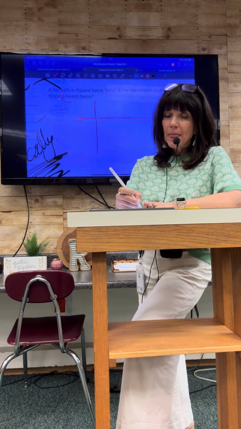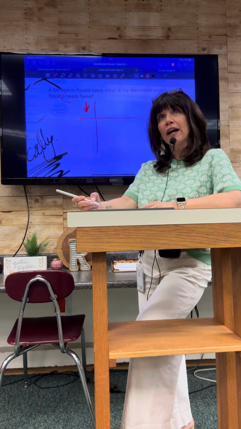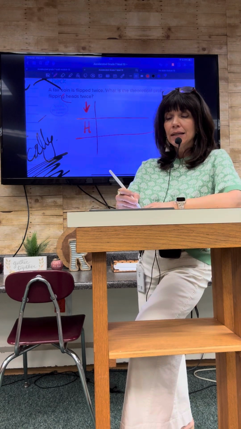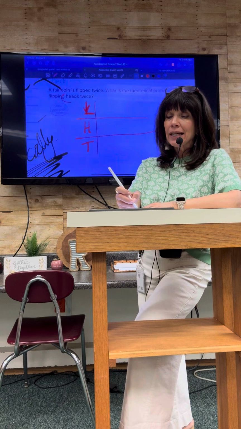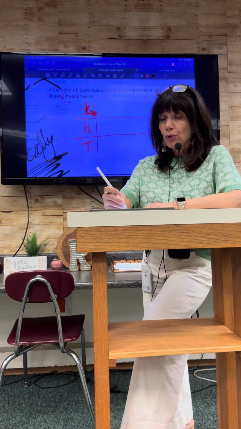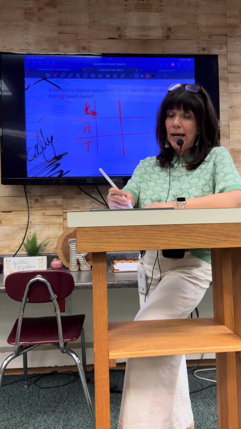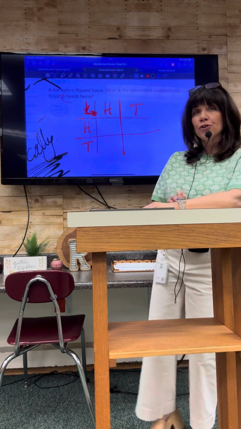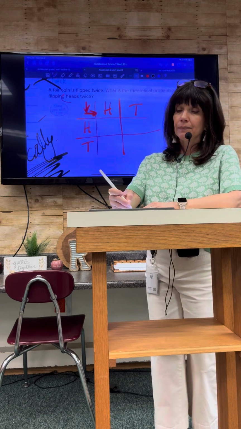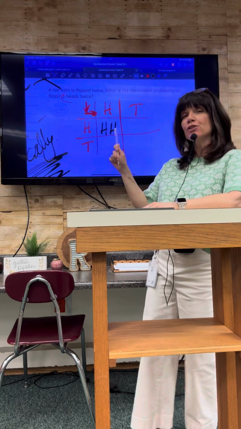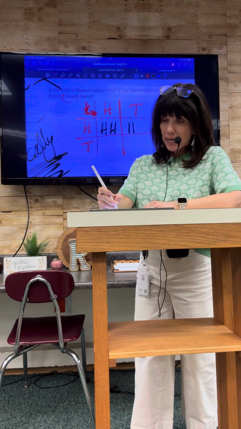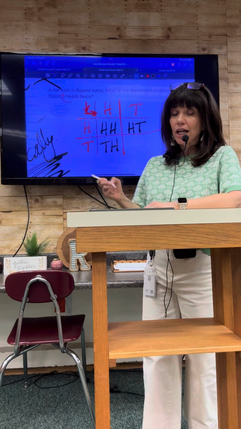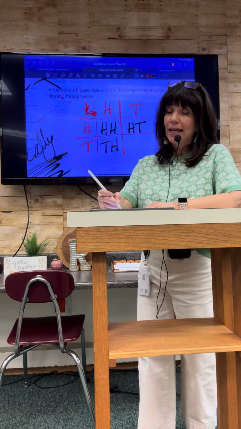What could happen in the first flip of a fair coin? You could land on heads or possibly tails. And then in the second flip, you could land on heads or tails. Now fill in your chart. Under the H and across from the H, I shall write HH. Across from the H, under the T, I shall write HT. Across from the T, under the H, I shall write TH. Across from the T, under the T, I shall write double T.